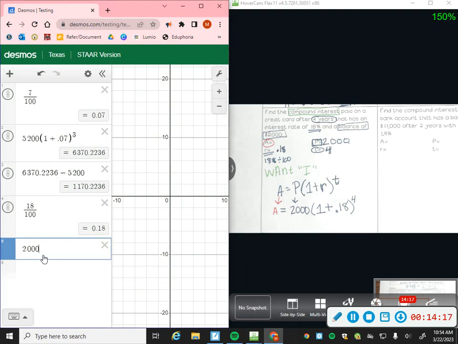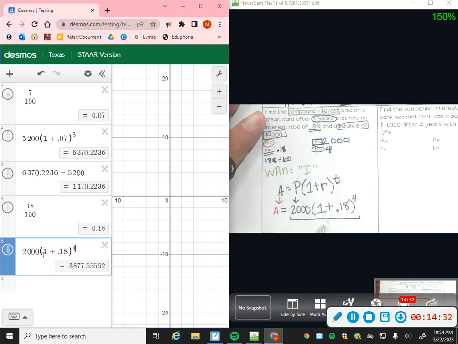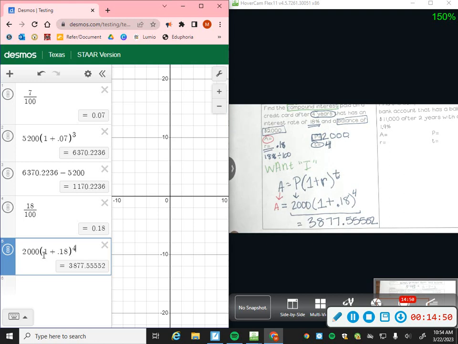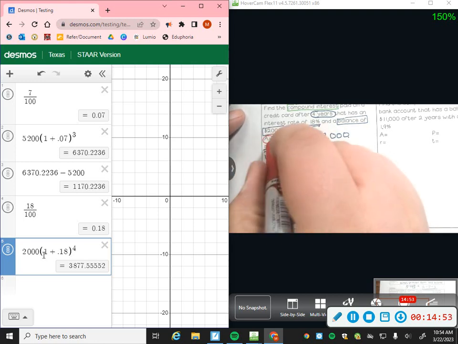So we have 2,000 times 1 plus 0.18 raised to the 4th power. So it looks like this product, 2,000 times the quantity of 1 plus 0.18 all to the 4th power, is 3,877.55552. All of that is equal to A. So this is the ending balance.